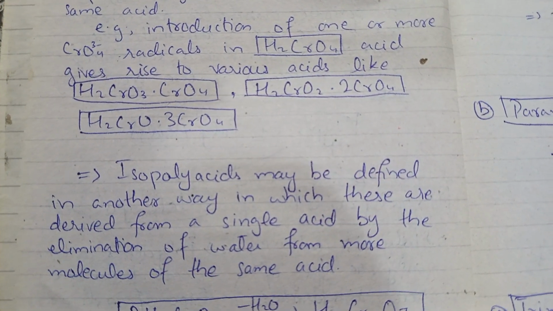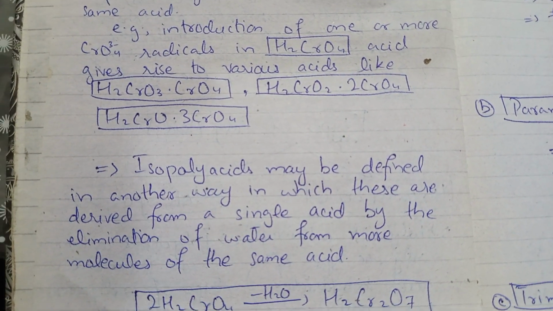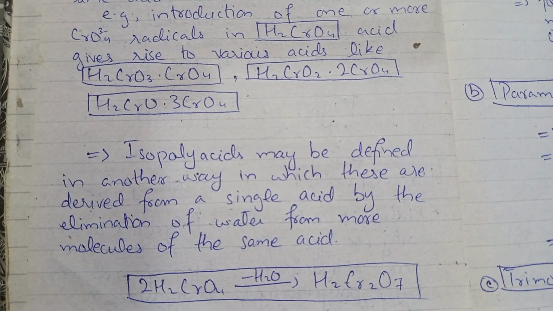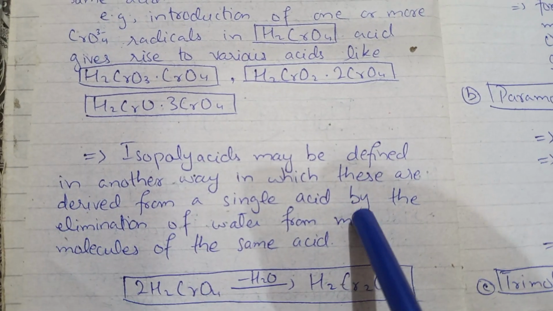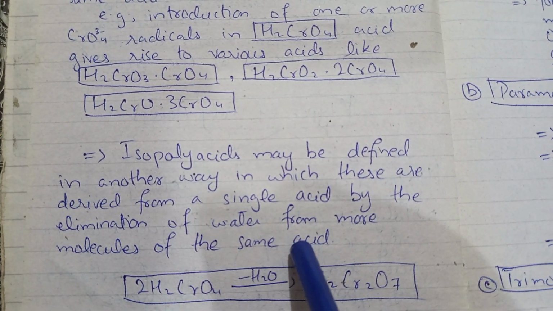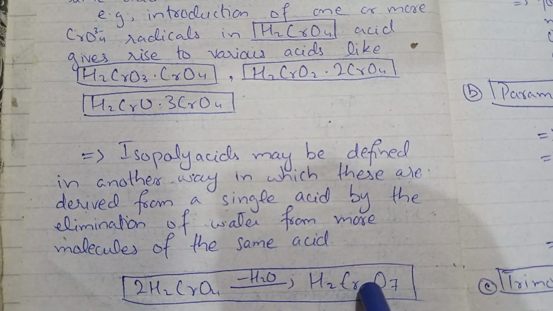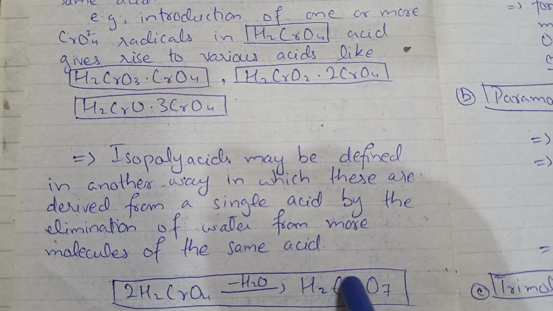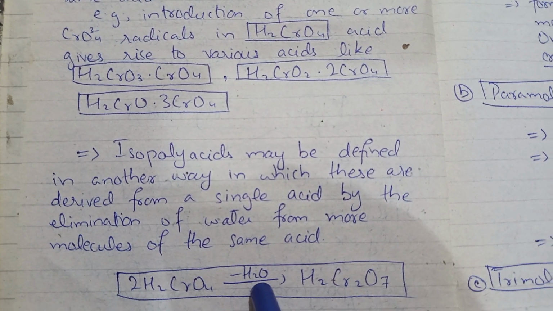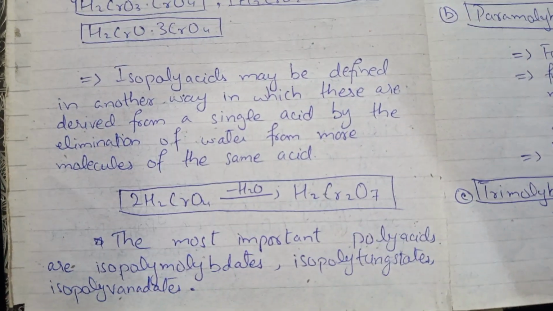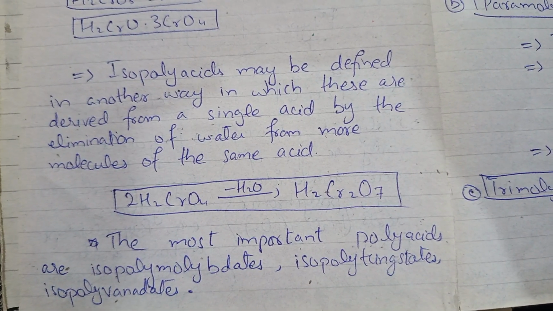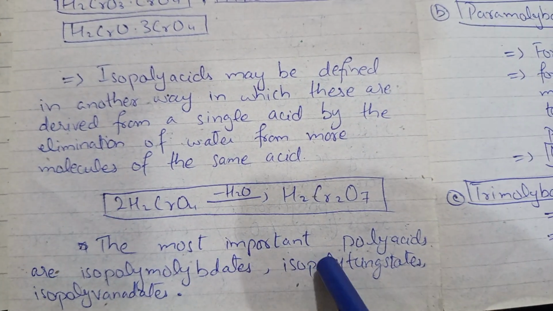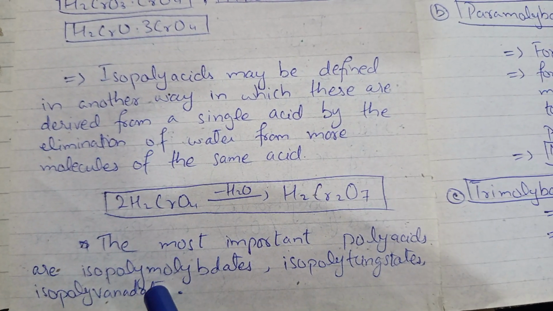Isopolyacids may be defined in another way, in which they are derived from a single acid by the elimination of water from more molecules of the same acid. So here you can see that an isopolyacid can be derived from a single acid by the elimination of water, right? The most important polyacids are isopolymolybdates, isopolytungstates, and isopolyvanadates.